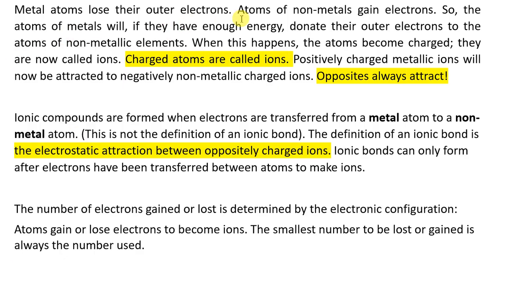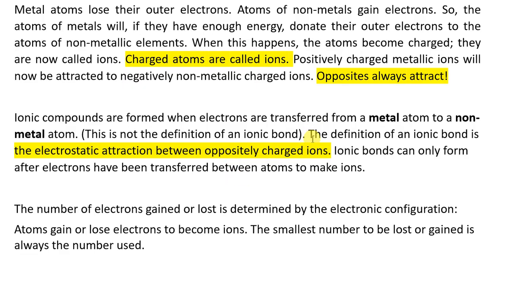So, metal atoms lose their outer electrons, atoms of non-metals gain them. So the atoms of a metal will, if they have enough energy, donate their outer electrons to the atoms of non-metallic elements. And when this happens, the atoms become charged. They are now called ions. Positively charged metal ions will now be attracted to negatively charged non-metal ions. Opposites always attract. Ionic compounds are formed when the electrons are transferred between a metal atom and a non-metal atom. They're transferred from the metal atom to the non-metal atom.